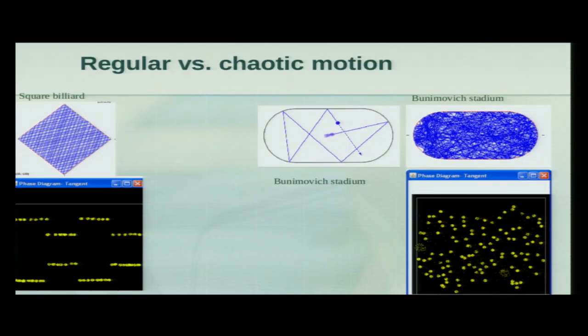And here is a more generic case. If instead of an ellipse you took a stadium, meaning you took a rectangle and stuck onto the ends of it two semicircles, you see the motion again sort of densely fills up the configuration space, which it does here too. But if you look at the phase space picture, then you don't seem to see any conserved quantities. The motion isn't restricted to a one-dimensional set. So the motion here is not regular from this point of view. And not only is it not regular, it turns out to be ergodic.